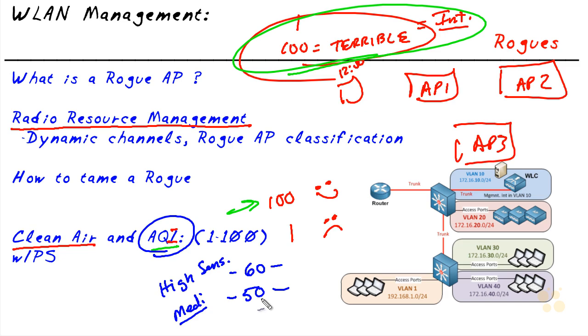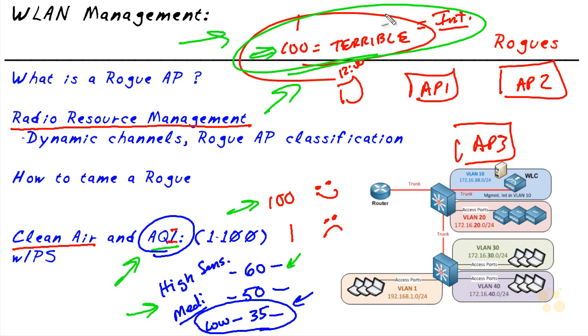Now, maybe we're in an environment where there's just a ton of noise, a ton of interferers, and we want to set it to low. If we had low sensitivity, the default value for that is 35. And what low sensitivity would mean to the network is that, okay, a little interference is not a big deal. If we're set for low sensitivity, we won't start taking action until the AQI drops to 35. And the reality is these interferers that are showing up are going to impact and reduce the AQI.